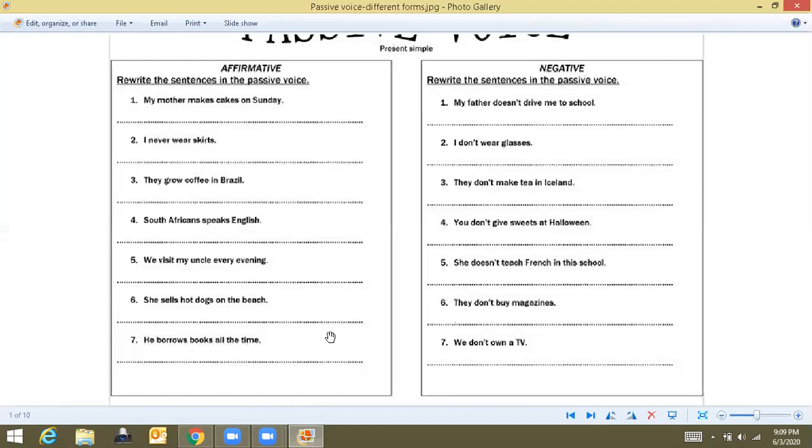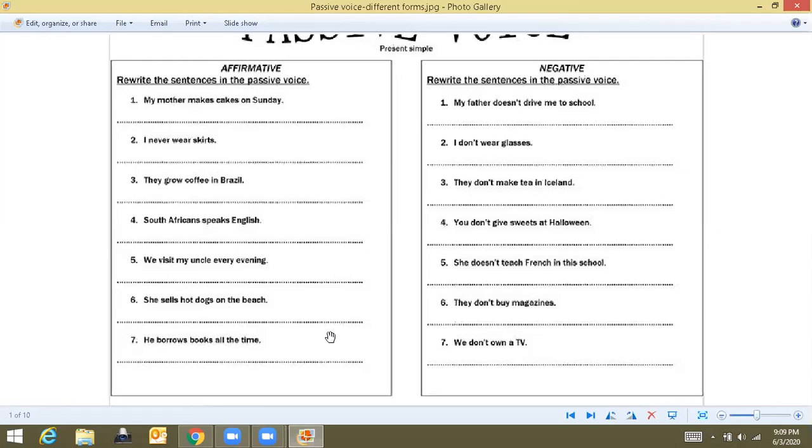So I just sent you the image, the first one about positive. So number one, you know what you're supposed to do: rewrite the sentences in the passive voice. Number one says, my mother makes cakes on Sunday. How will you transfer that to the passive voice? The cake was made on Sunday by my mother. Okay, good. So you can include the preposition by and say the cakes were made on Sunday by my mom. But remember, in a real life situation, sometimes it's not necessary to include who the doer is. But sometimes you do.